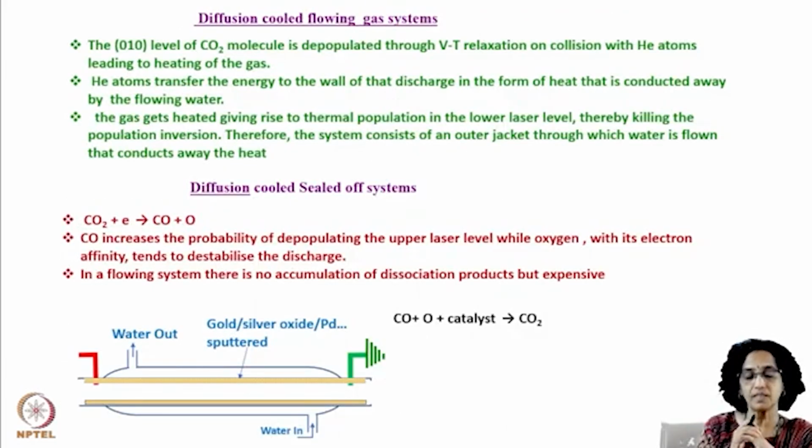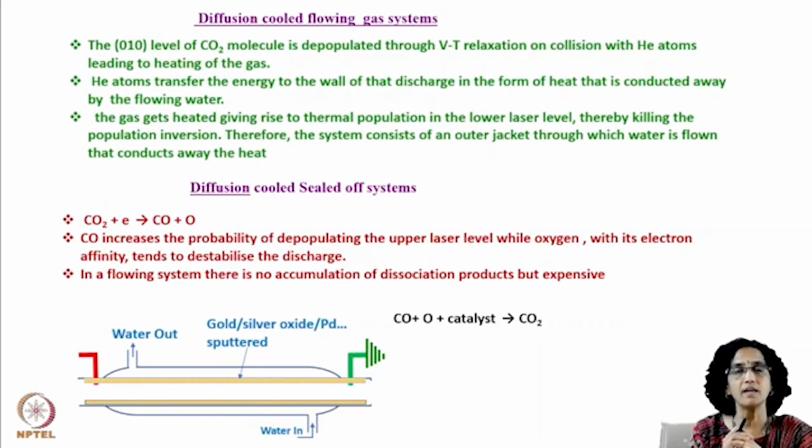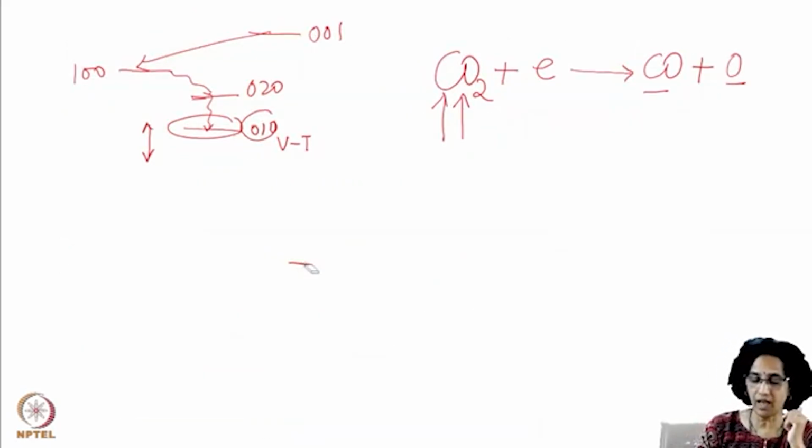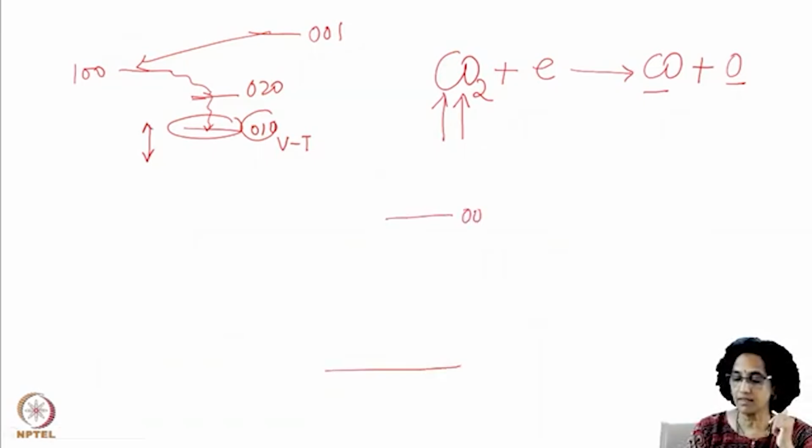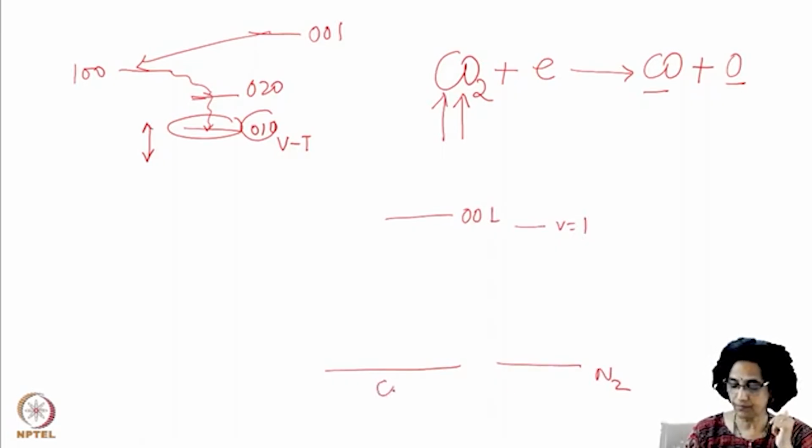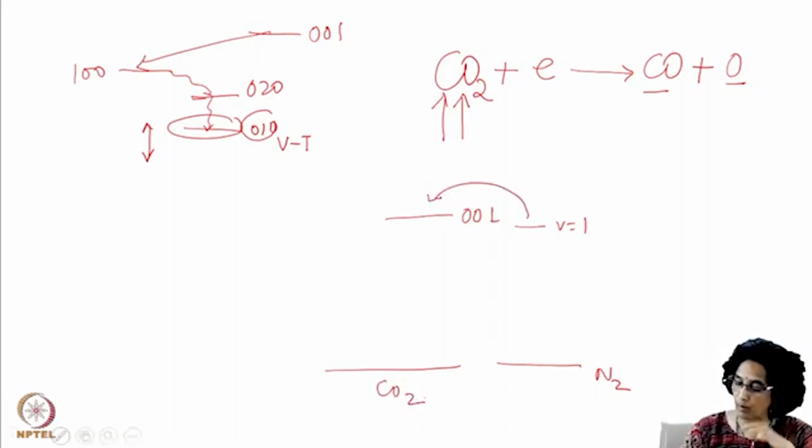And what is the problem with CO and oxygen? The problem with CO is that it can depopulate the upper laser level. That means when we say we have 0,0,1, we have nitrogen v equal to 1, which is effectively storing energy and transferring the population. Now, nitrogen is allowing us selective excitation, but this CO has the effect of depopulating the laser level and thereby killing the population inversion. So that is a problem with the formation of CO.